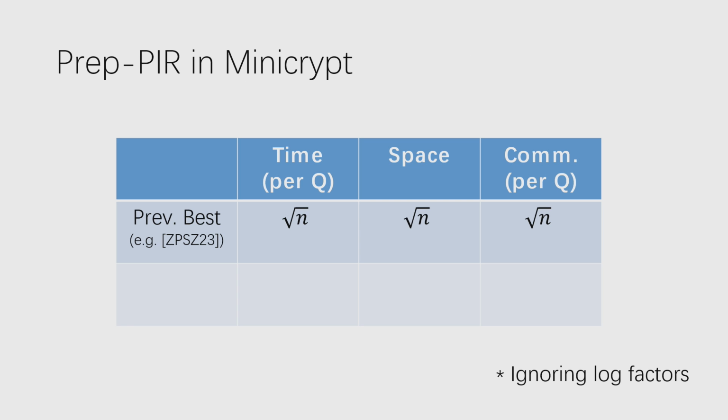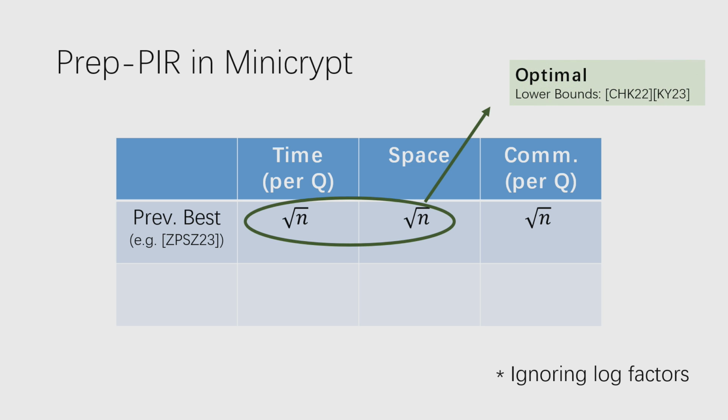Now let's see the landscape of preprocessing PIR in Minicrypt, so without public-key crypto. The previous best work already achieved square root of n time per query after amortization, square root of n client space, and also square root of n communication per query. That's already pretty good, and in fact, the time-space trade-off is actually optimal. We know that the time times the space has to be at least linear. That's an existing lower bound.